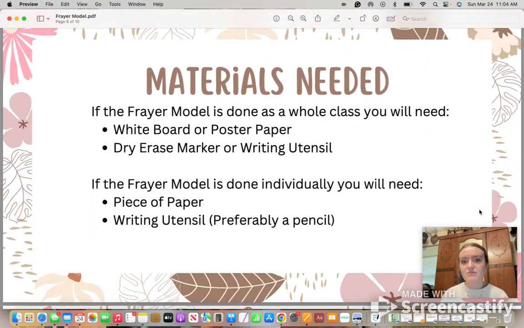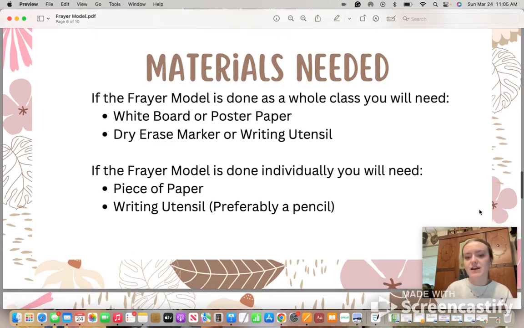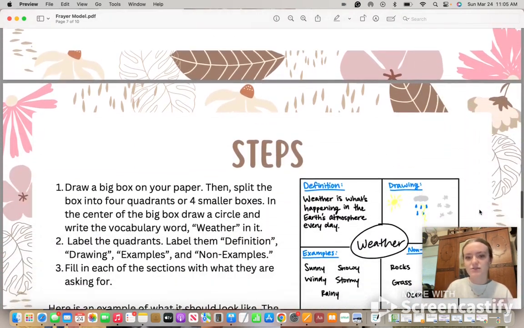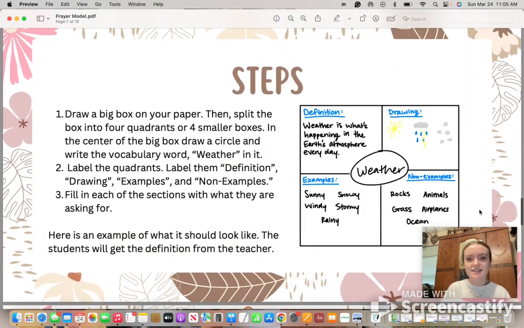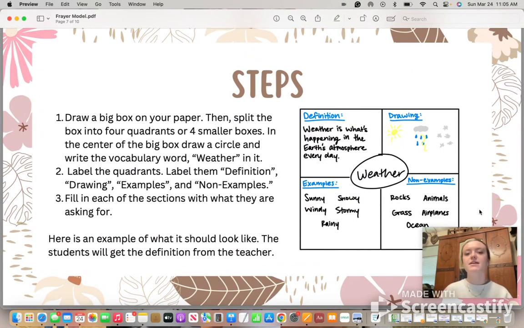With the Frayer model, the materials needed depend on if you're doing whole class or individual. For whole class, you'll need a whiteboard or poster paper, as well as a dry erase marker. If it's individually, a piece of paper and a writing utensil, preferably a pencil. So here's an example that I used.